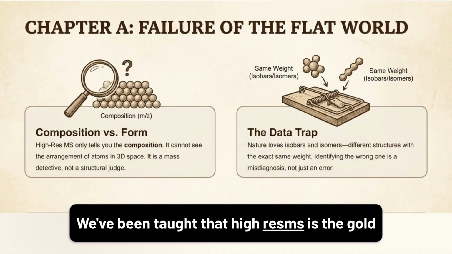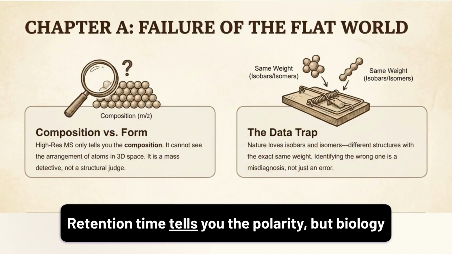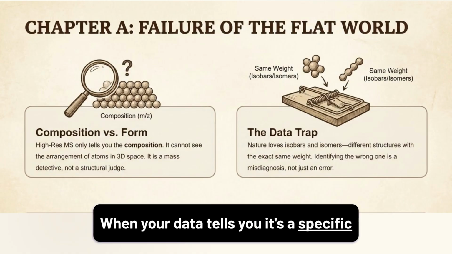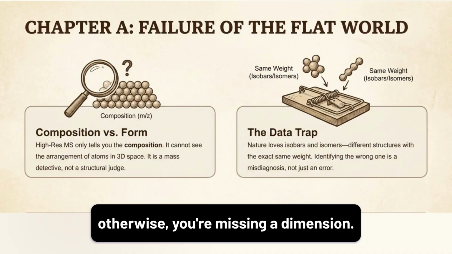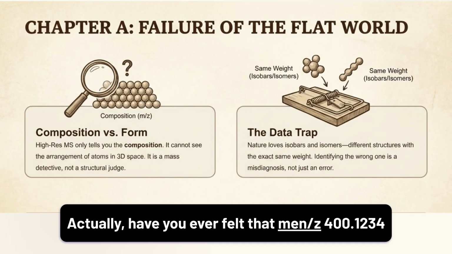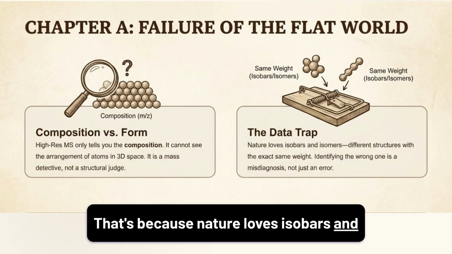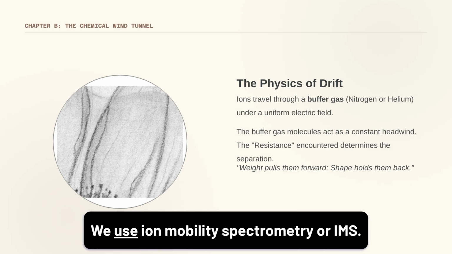We've been taught that high-res MS is the gold standard. And it is. But M/Z only tells you the composition. Retention time tells you the polarity. But biology is 3D. When your data tells you it's a specific metabolite, but the biological results say otherwise, you're missing a dimension. Actually, have you ever felt that M/Z 400.1234 just isn't telling you the whole story? That's because nature loves isobars and isomers, different structures with the exact same weight. How do we add shape? We use ion mobility spectrometry, or IMS.